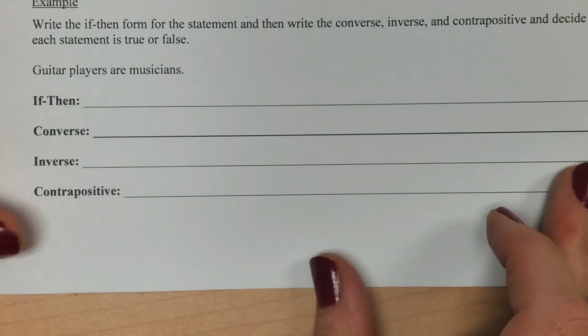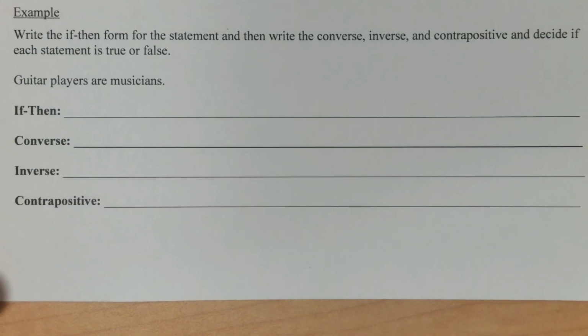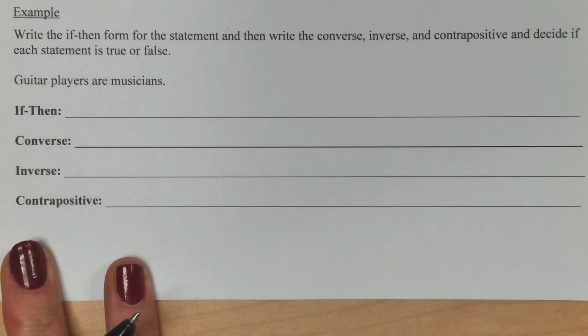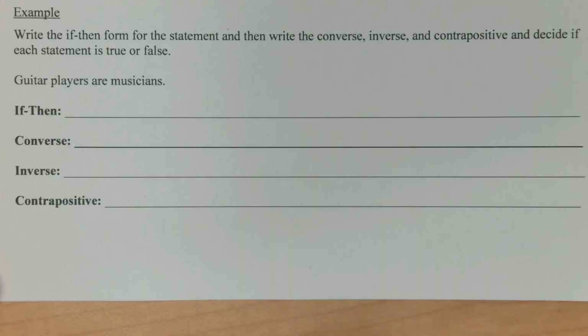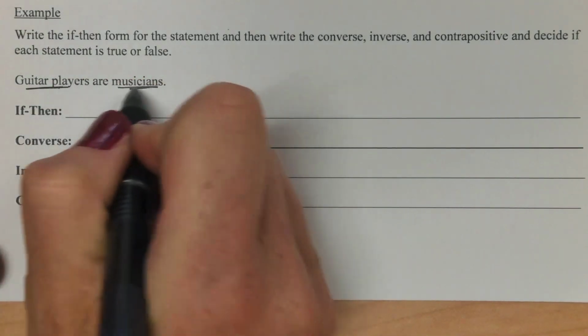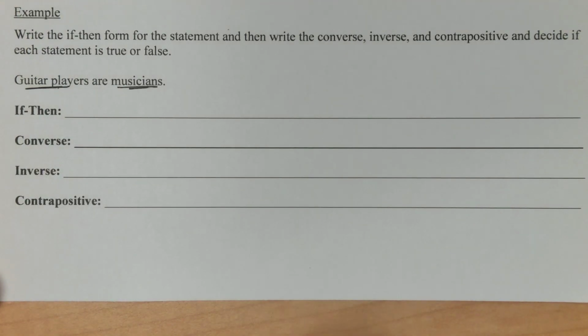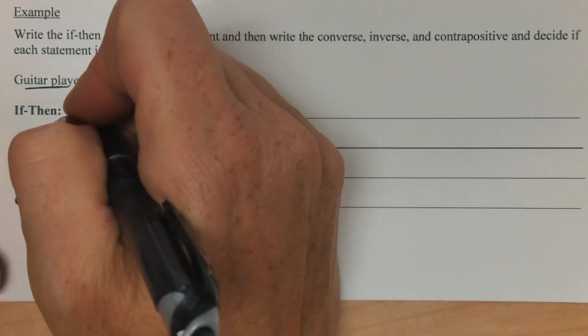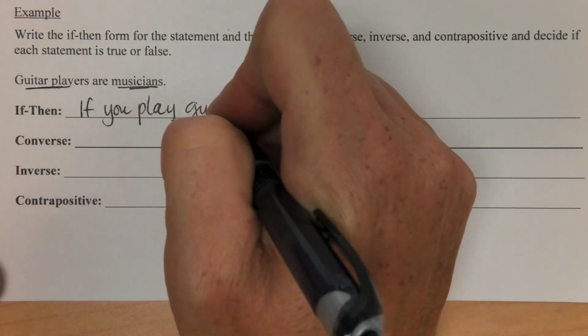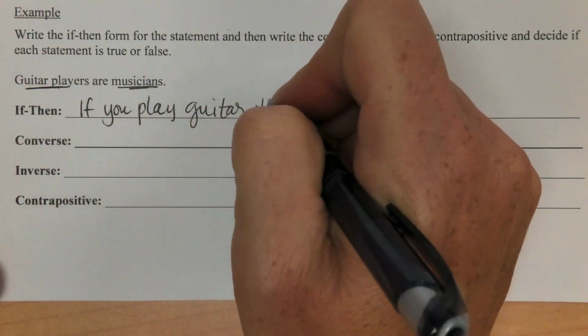Now we're going to do a couple of examples. First we're going to write the if-then, and then we're going to write the converse, the inverse, and the contrapositive. First I've got guitar players are musicians. Just like up above with birds and feathers, we want to identify our two things: guitar players and musicians. Now we need to separate them as an if-then, and put a few more words around it so it makes a sentence that makes sense. So how about if you play guitar, then you are a musician.